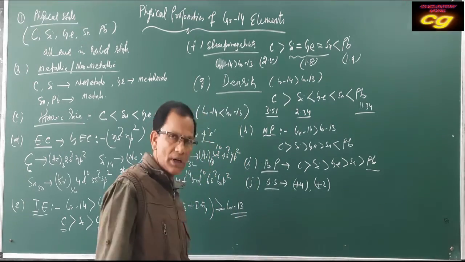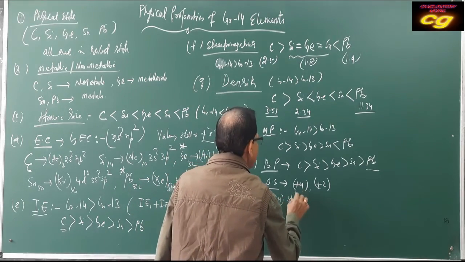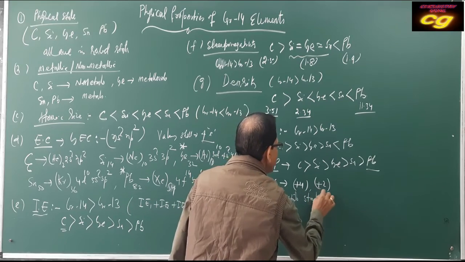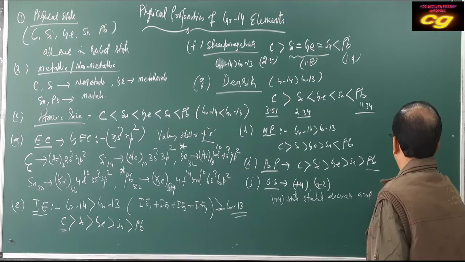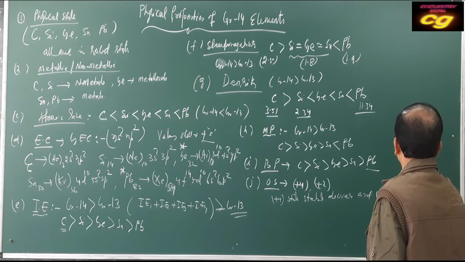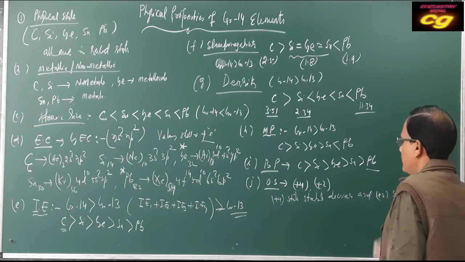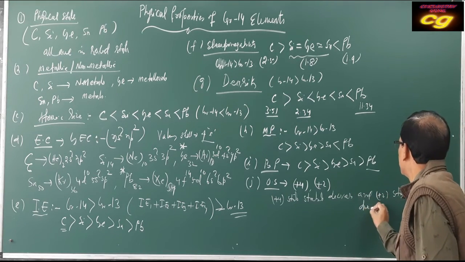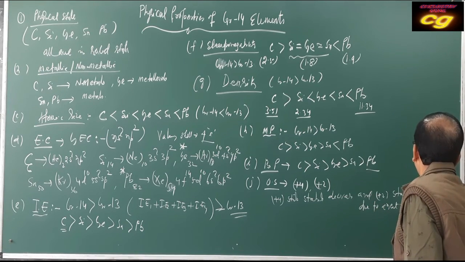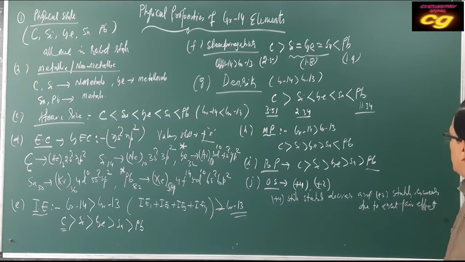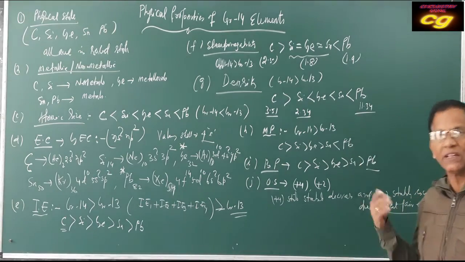But similarly to group 13, the +4 state stability decreases, and the +2 stability increases due to the inert pair effect. Already we have discussed this thing. Down the group, the inert pair effect increases.